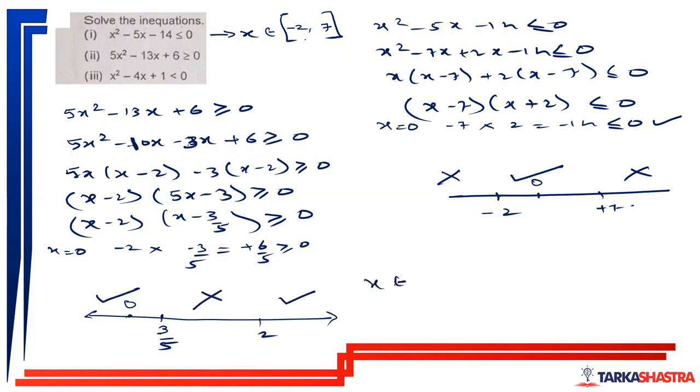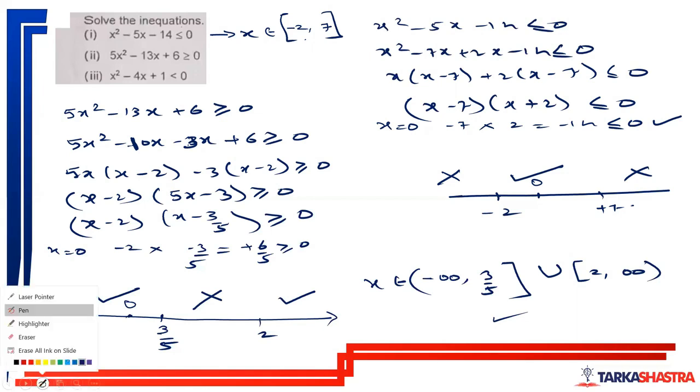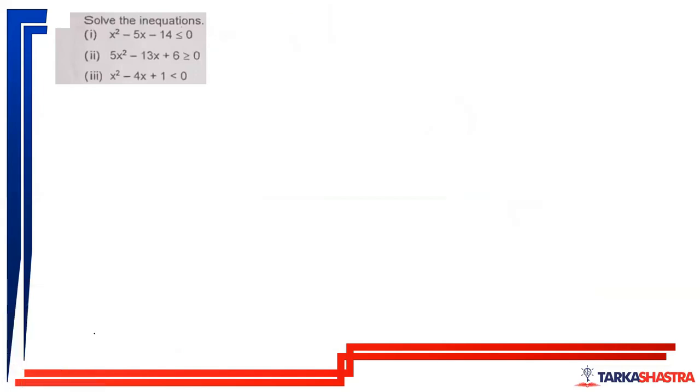So x belongs to (−∞, 3/5] ∪ [2, ∞). This is a closed bracket, and for minus infinity we have a round bracket. Union 2 to infinity. So this is how we need to do it. Next thing, the third question. I'll be erasing this and trying to solve the third question.